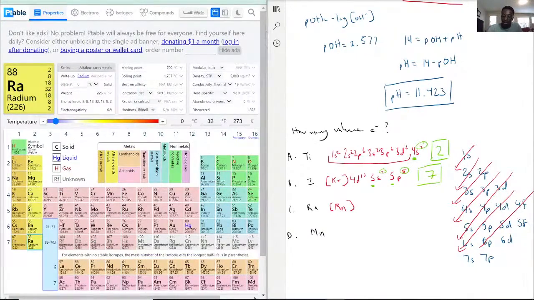So we just have 7s2. And just as how we did it for the last one, circle it. That means this one has 2 valence electrons, okay?